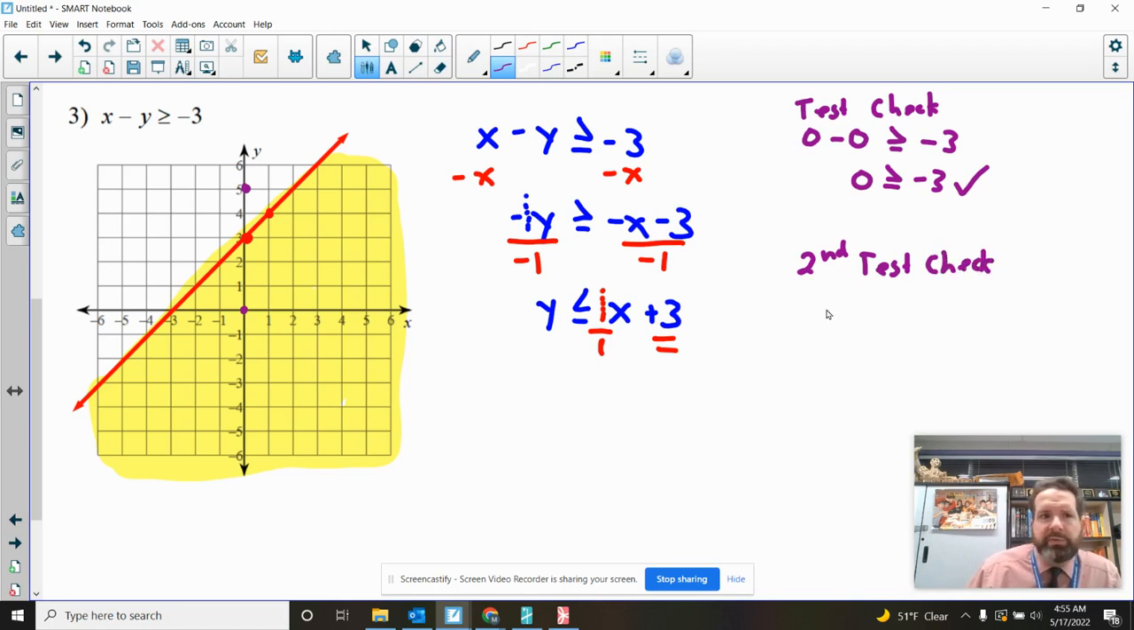So a 0 for the x minus 5 for the y. Is that greater than or equal to negative 3? Well, that's negative 5. No, negative 5 is less than negative 3. This does not work. But again, that's good. That test check point I picked was in the unshaded area. So this should not be a solution. So the fact that this is a false statement is an indication that we have probably done things okay.